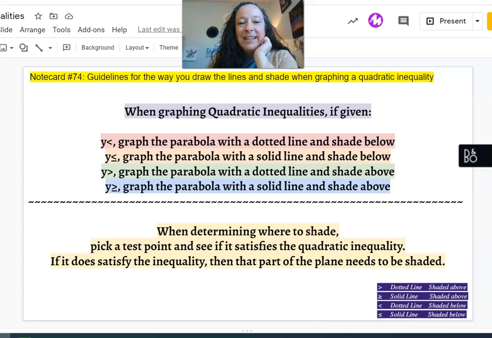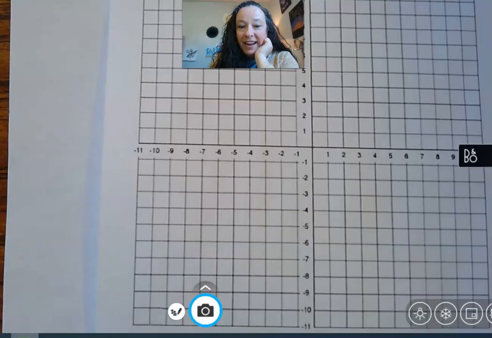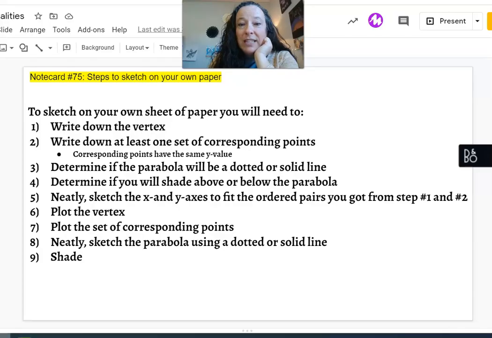All right, next note card 75. These are the steps to sketch on your paper. You are going to be sketching on your paper today, all right? So you need to know the steps that are required. Yes, there are 9 steps. It's Miss Sharp. I'm going to be detailed and thorough. It's one of the things I love about math, being meticulous. So pause me and get these steps written down.